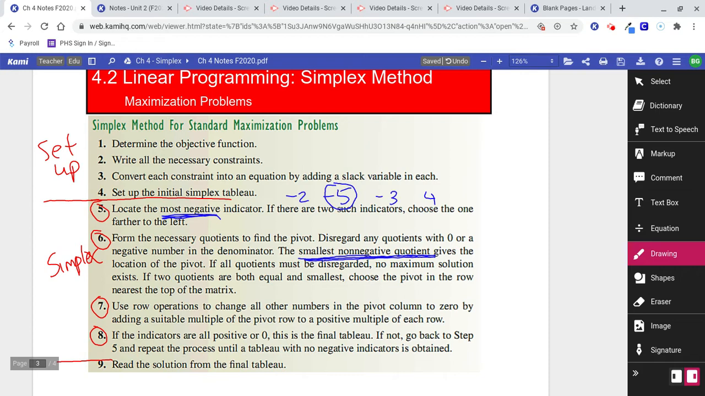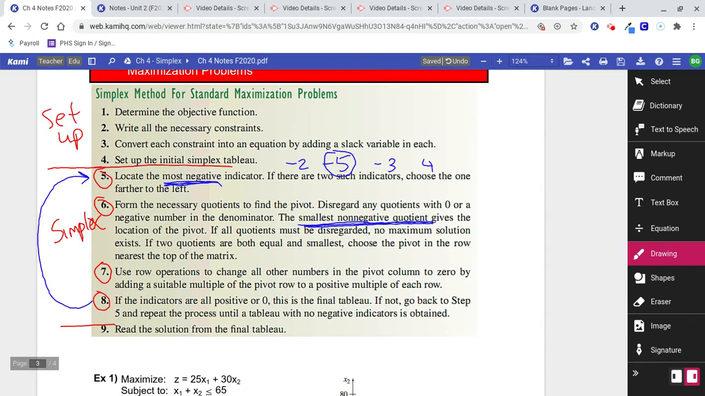Step 7, use row operations. That's where you're going to be doing row 1 minus 2 row 2, that kind of stuff, to find zeros. And then step 8, if all of the indicators are positive or 0, this is the final tableau, the final answer. If you see any negatives on the bottom row, you go back and do this again. So it's a loop. You do 5, 6, 7, 8, and if you see negatives, you loop back again and again until you don't see any more negatives on the bottom. At the end, step 9, there's your optimal solution. So there's the setup, the simplex loop, and then the solution.